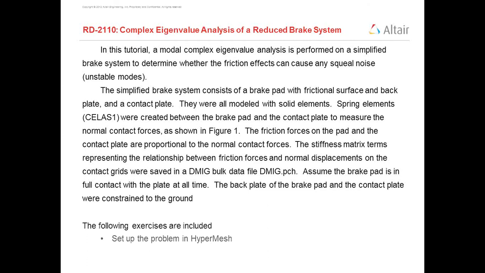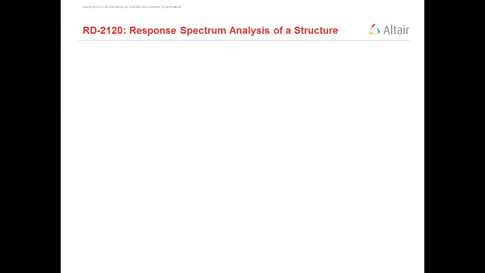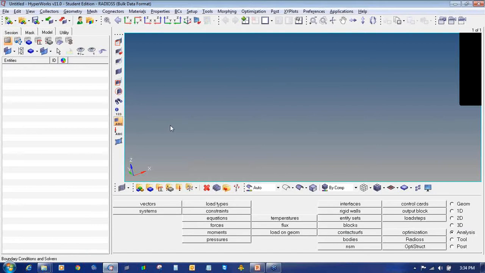The back plate of the brake pad and the contact plate were constrained to the ground. The following exercise includes setting up the problem in HyperMesh, submitting the job in Radioss within HyperMesh, and viewing the result in HyperView. So I will start with the HyperWorks Student Edition.